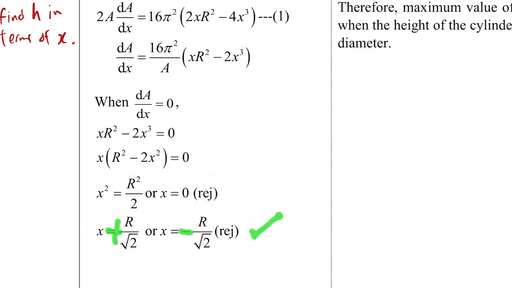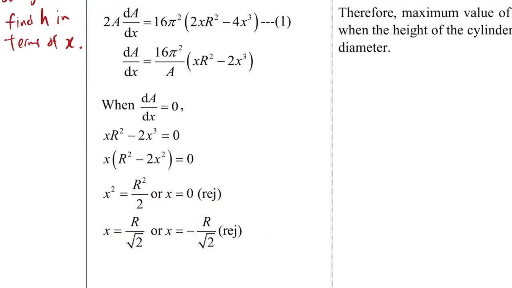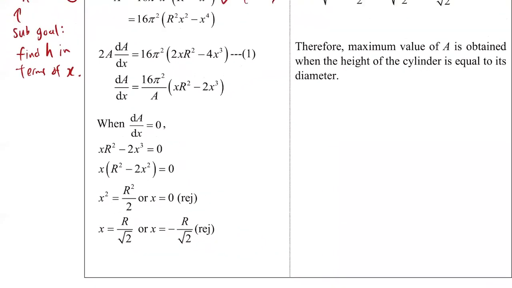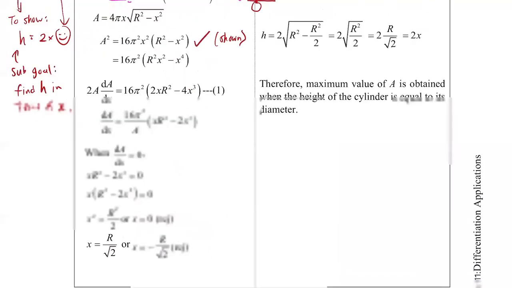Is that okay? Good. So x equals r over square root 2. And what was our goal again? After we found our x, happy face, this is our happy face.